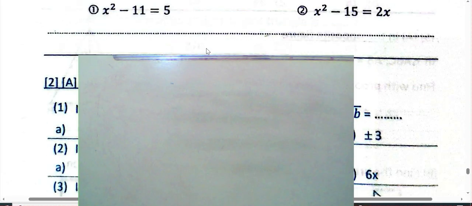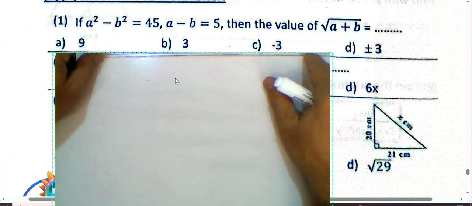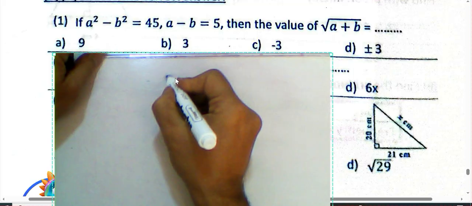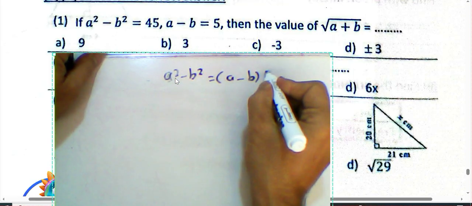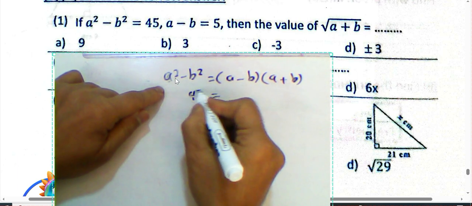Number 2, so number 2H shows the correct answer. a power 2 subtract b power 2 equal 45 and a minus b equals 5. Then the square root of a plus b equal. We can factorize the expression. A power 2 subtract b power 2, we can write a minus b product by a plus b. A power 2 minus b power 2, it will be 45.